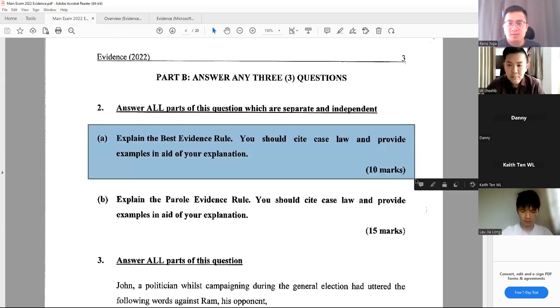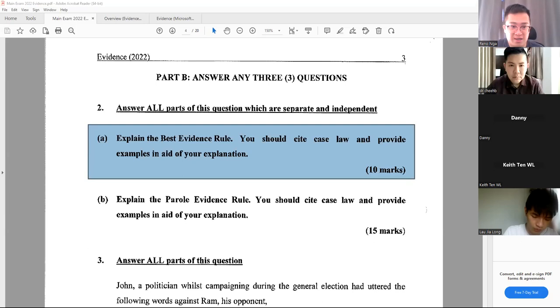2A, explain the best evidence. You should cite case law and provide example in aid of your explanation. So this best evidence is what I explained in my overview just now. Like I say, best evidence can go into two categories. Number one, oral evidence. So best evidence for oral evidence is that you must ask the maker to come. Number two is documentary, where we must use primary evidence, or original evidence we call.